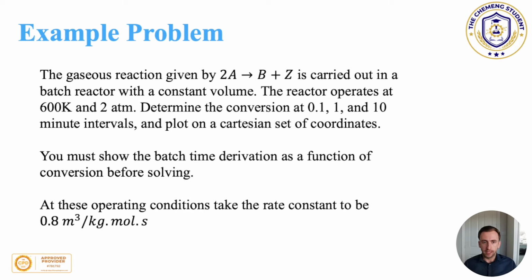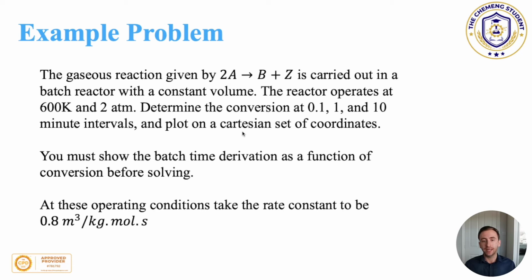Now, let's put this all together and look at how to solve a working example. We're going to do this in as much detail as possible so that you can see how we apply everything that we spoke about in this tutorial. So we have a gaseous reaction which is given by 2A goes to B plus Z. It's carried out in a batch reactor with constant volume, which makes sense, and the reactor operates at 600 Kelvin, 2 atmospheres, and we need to determine the conversion at 0.1, 1 and 10-minute intervals.